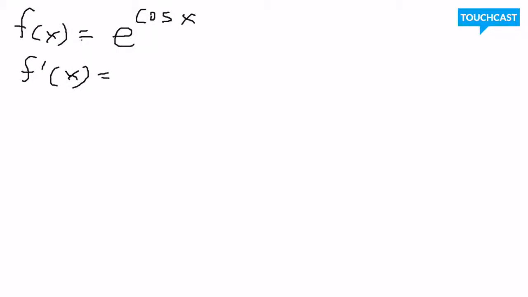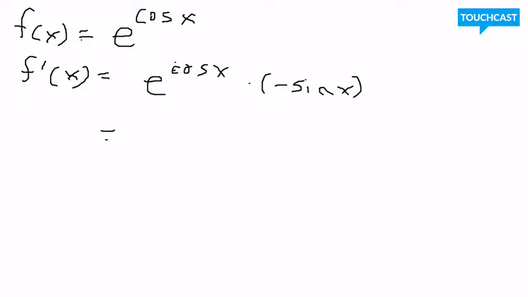well, f prime of x is going to be whatever base function this was. In this case, this is an e to the something problem. So it's going to be the same e to the something, because that's how we take the derivative of an exponential function. And then we would multiply by the derivative of the exponent. Well, the derivative of cosine x is negative sine of x.